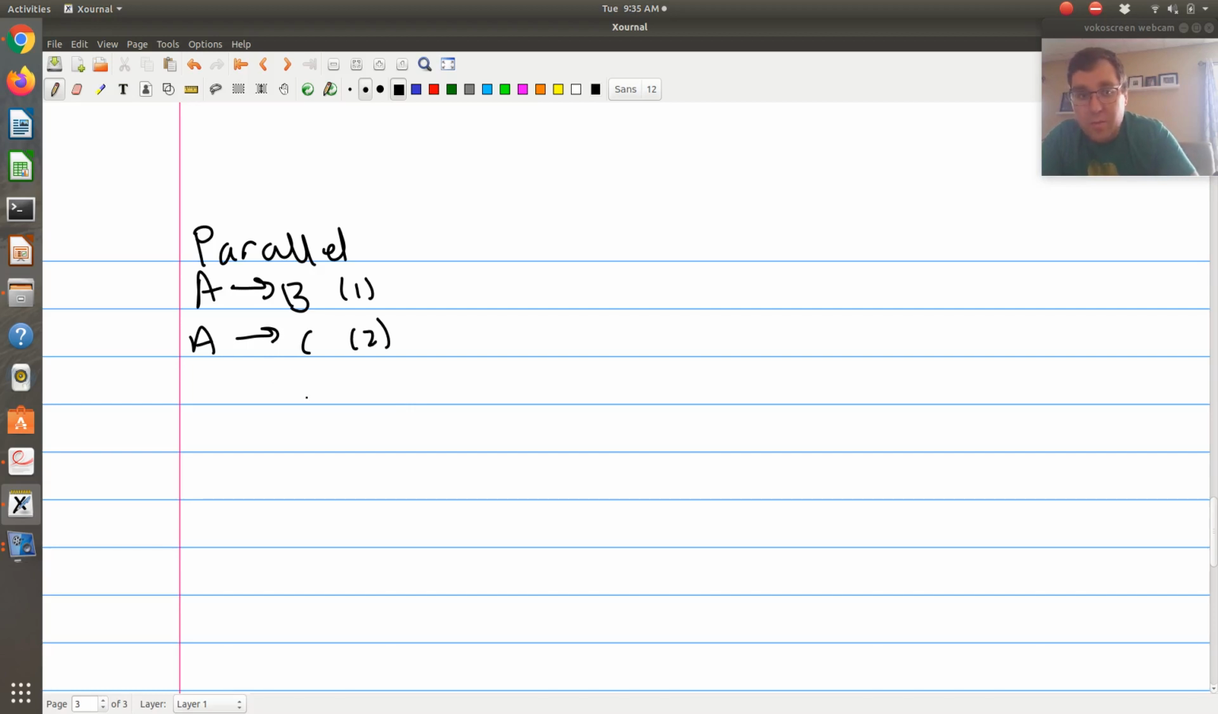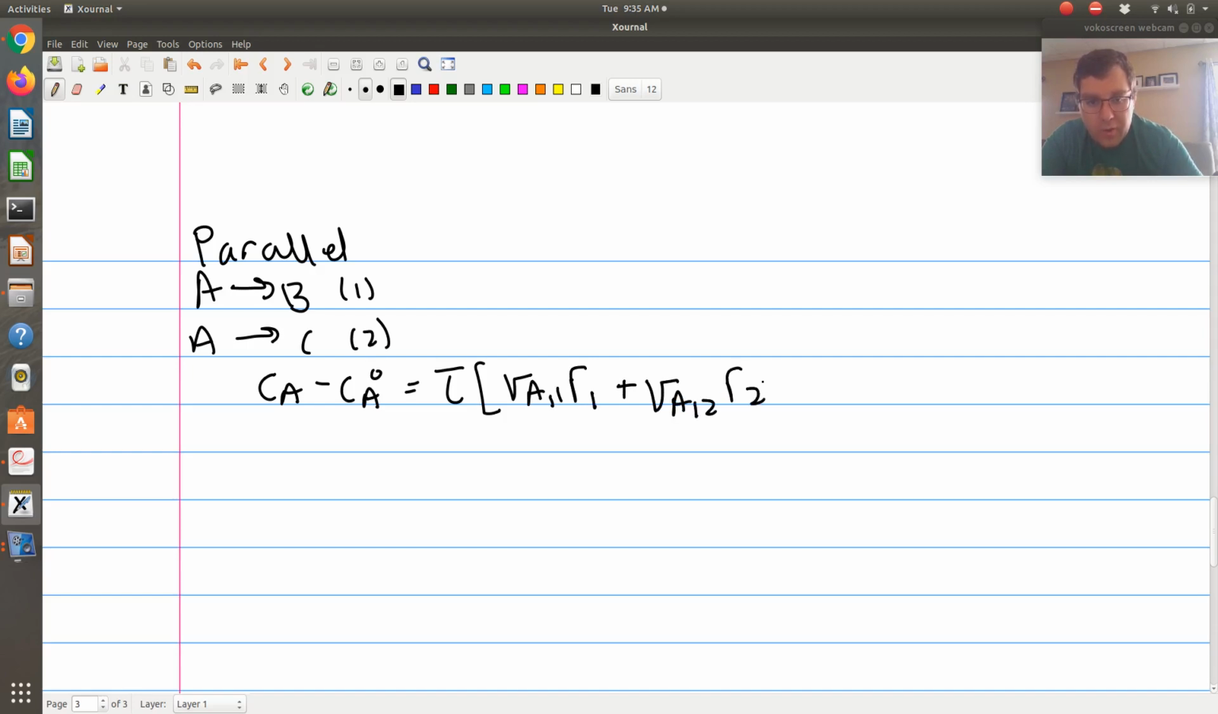So mole balance design equations are identical as before. CA minus CA naught is equal to tau times nu A1 R1 plus nu A2 R2. I'm getting mixed up, I'm mixing everything up with before.